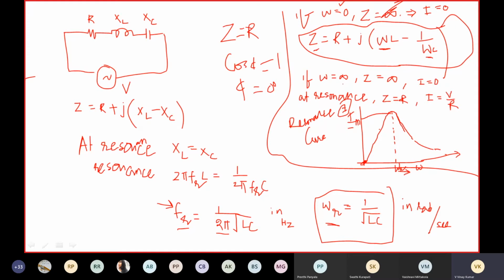But practically this is not infinity, it is a large value. If the frequency is large, the current is almost equal to 0, but it will not be exactly 0. At higher frequencies, the current will be almost 0.